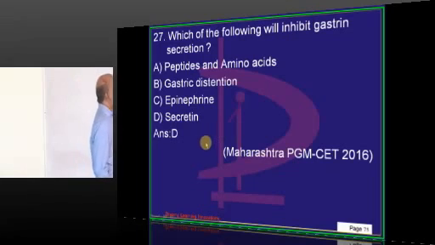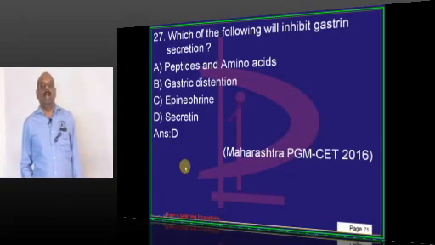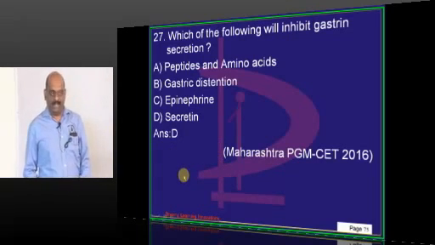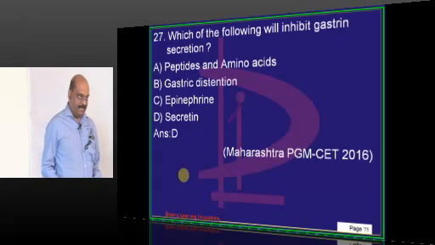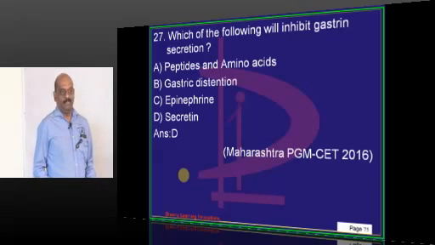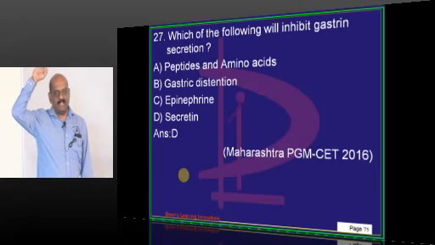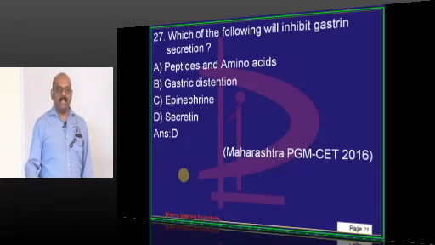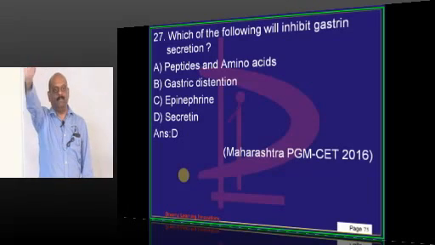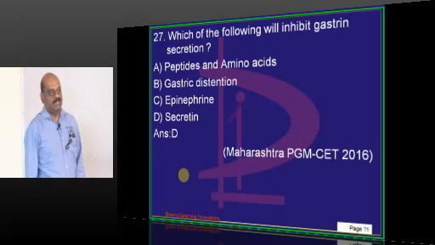Then what inhibits gastric secretion? Obviously when the food enters the small intestine, secretin is produced. The moment it is produced, you don't need gastric secretions in the stomach. So obviously secretin should go back and tell the stomach that please stop producing gastrin. Simple mechanism.